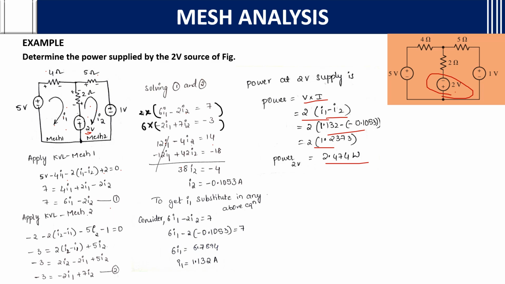See, why I1 minus I2 here: the current is moving in this way, and here this current is moving in the opposite way. So I1 minus I2. You got the power supplied. Now we'll see the next method of finding I1 and I2. This was the cancellation method. Using a calculator, how will we do it? We will see now.